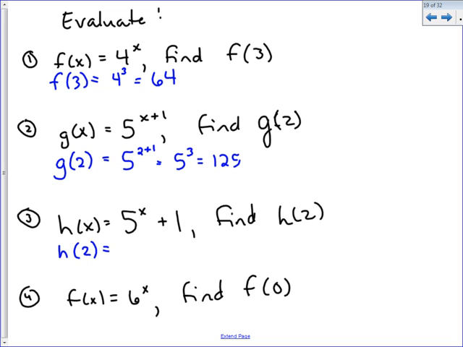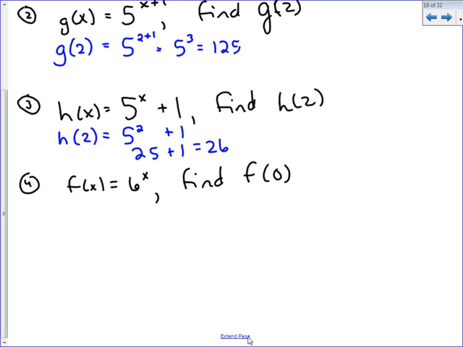So this one, the plus 1, notice here the plus 1 was part of the exponent. Here the plus 1 comes after you evaluate your exponent. So we do 5 squared, and then we add 1 to that. It's 25 plus 1, 26. Last one? 106. So those are the two.